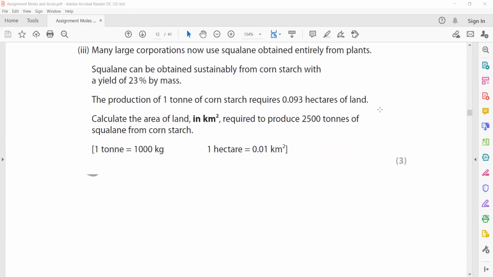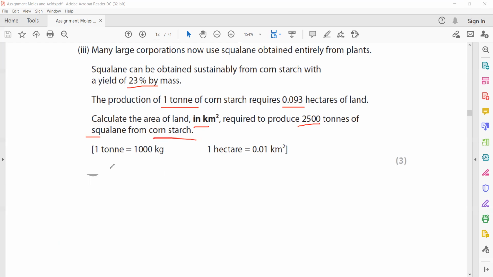Then many large corporations now use squalene obtained from plants. Squalene can be obtained from corn starch, which gives 23% by mass. The production of 1 ton of corn starch requires 0.093 hectares of land. This is the size of land needed. Calculate the area of land in kilometer square needed to produce 2,500 tons of squalene from corn starch.